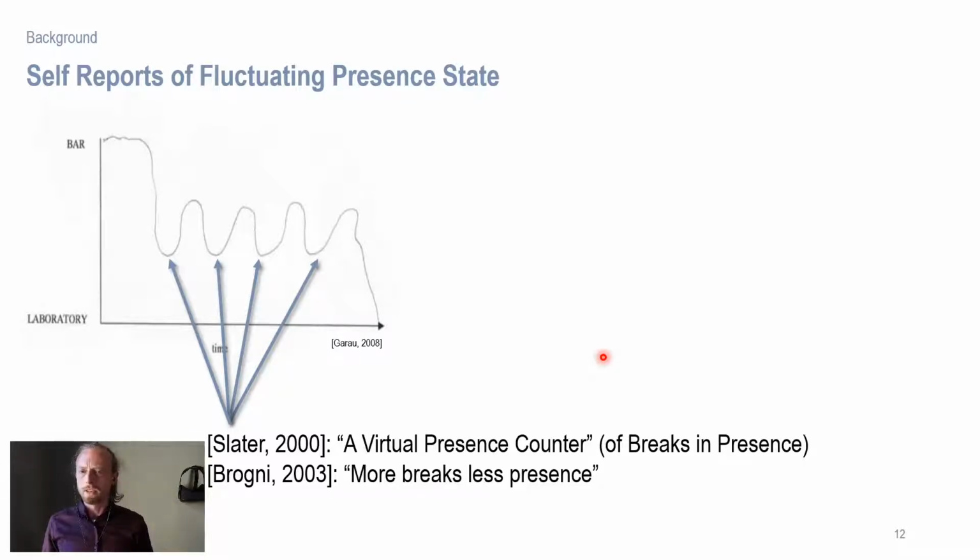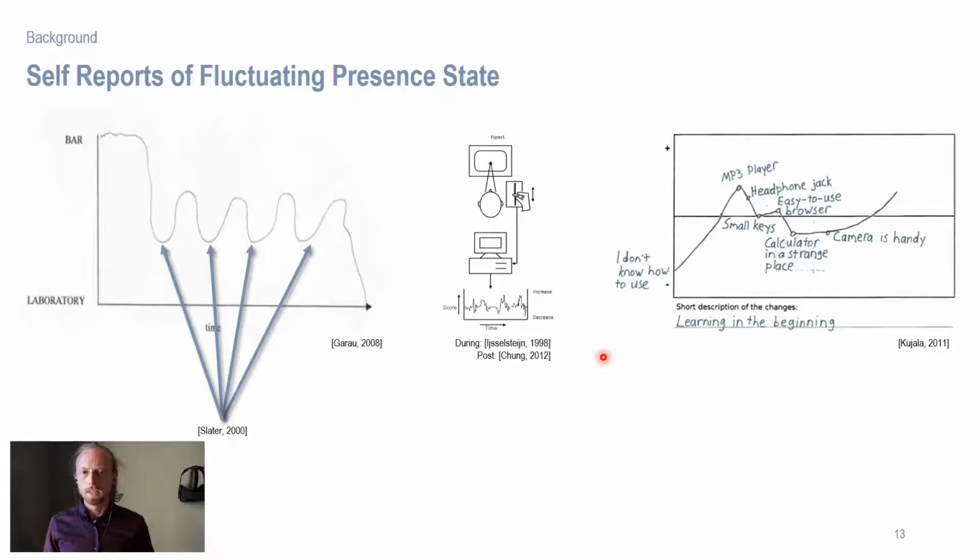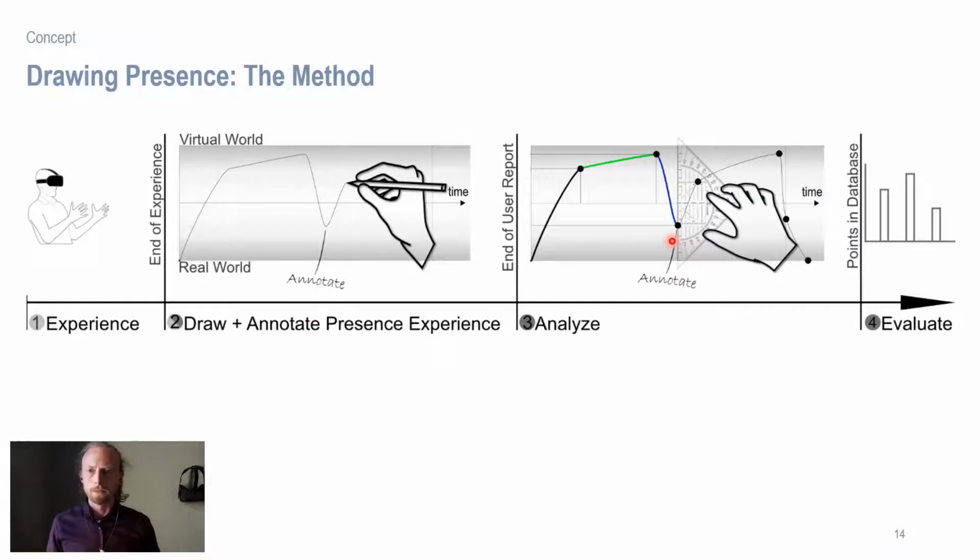And Brockmyer already said, okay, more breaks means less presence. This gives us an indication that a break in presence is something important that we need to look deeper into. And we could also find that people are actually able to express it over time, during and after the experience. But all of these methods had shortcomings and were not really applicable to everyday context. In UX, we also find some of these methods, but for more detailed description, please look into the paper.